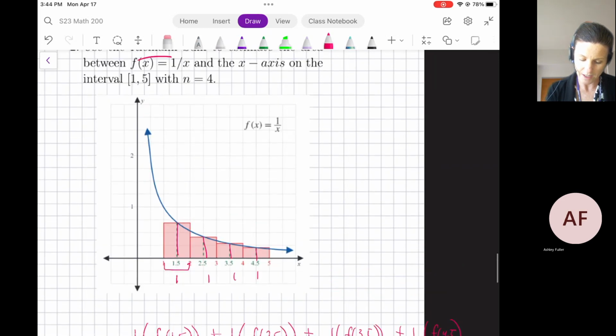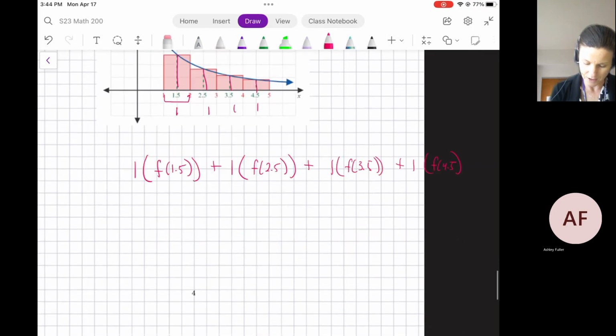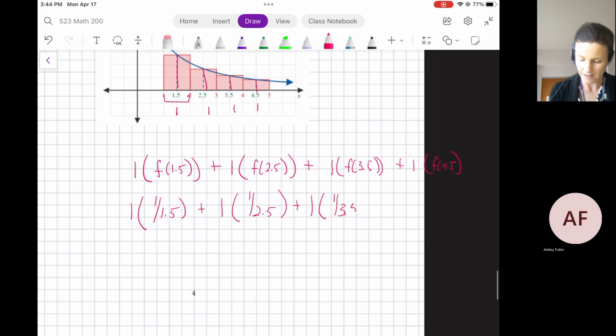I'm going to use the function I was given, 1 over x, to calculate those values, which simplifies my function then to 1 times 1 over 1.5 plus 1 times 1 over 2.5 plus 1 times 1 over 3.5 plus 1 times 1 over 4.5. And when I calculate all of those values, I end up with an approximation of the area of 1.57.